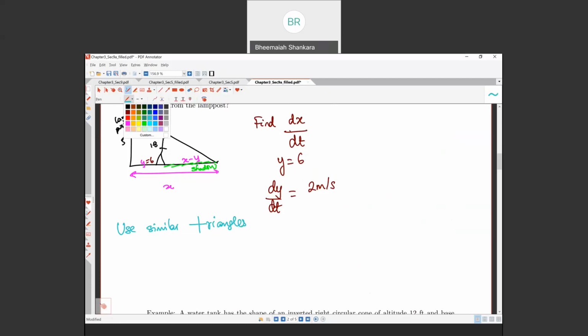Consider the ratio x minus y, which is the side of this smaller triangle, divided by 1.8, which is the height of the smaller triangle, equals the base of the larger triangle divided by the height of the larger triangle, 5. So these are the base to height ratios. This is for the smaller triangle and this is for the larger triangle.